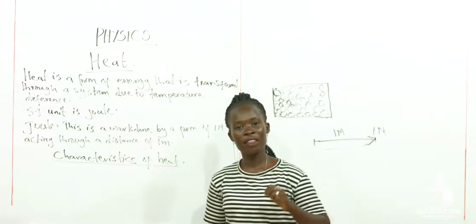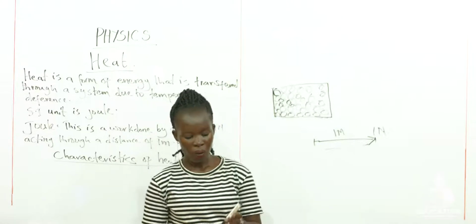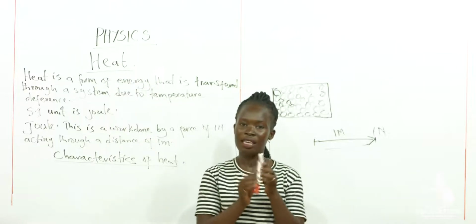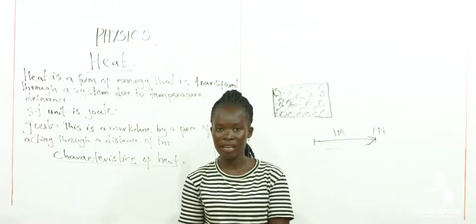Because you find even the electrons, when I try to rub this, what happens is that as I am rubbing, if not only this, you can even use your palm as an example.